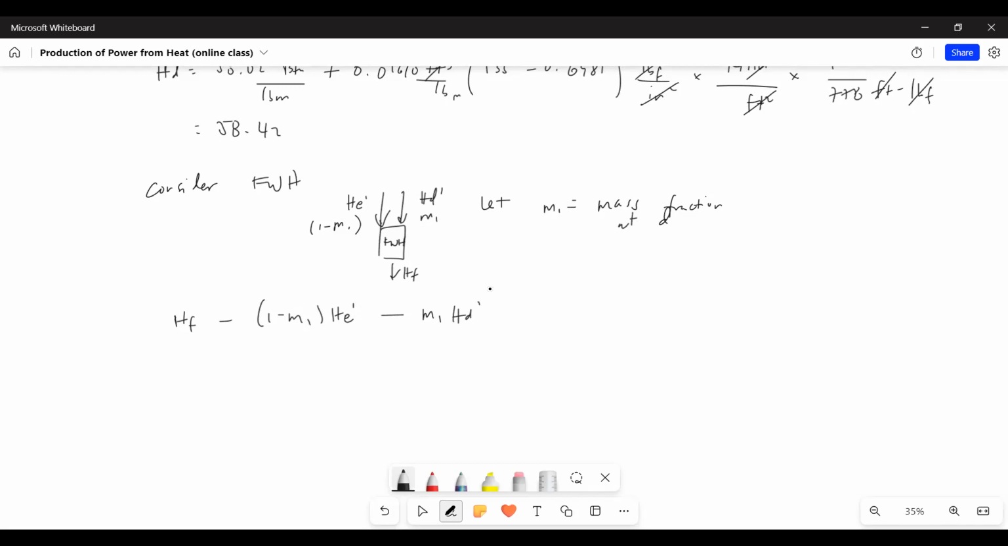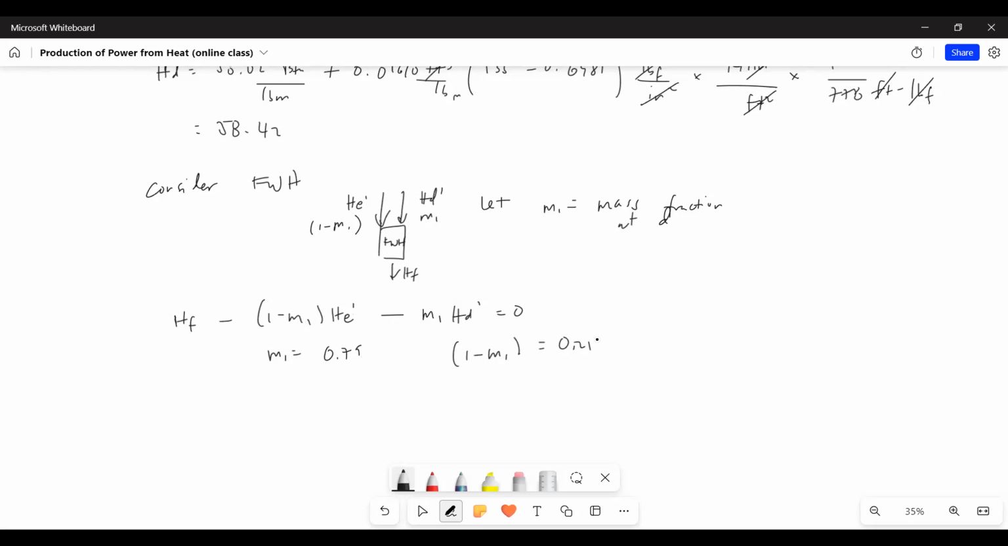Okay. Equal to 0. So it's an energy balance around the feed water heater. Substituting the values, we have HF, we have HE prime sa taas, HD prime. We can solve for M1, and M1 is 0.79. Therefore, 1 minus M1 is 0.21.